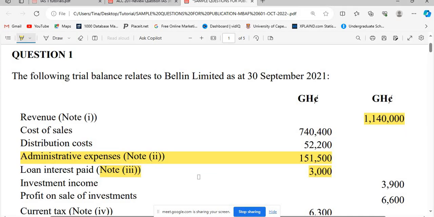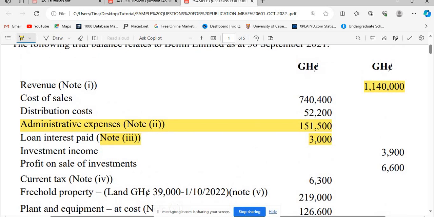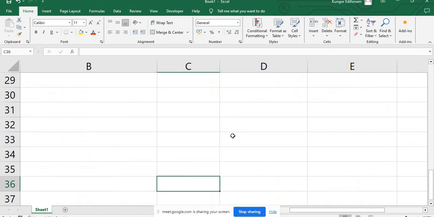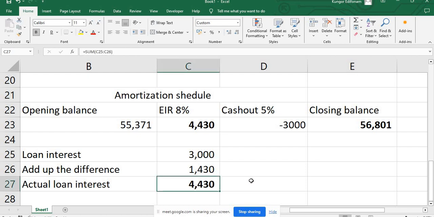Yes, hello, Prince. Does it mean that in the income statement, are we going to recognize the 1,430 or the 4,430? Excellent. Now that we have adjusted and known the actual loan interest, which is 4,430, but they've already recorded 3,000 as loan interest, we just add this to this, we get this. This will be the actual loan interest we'll be charging against our profit or loss. So instead of reporting 3,000 as given here, we will now write 4,430.